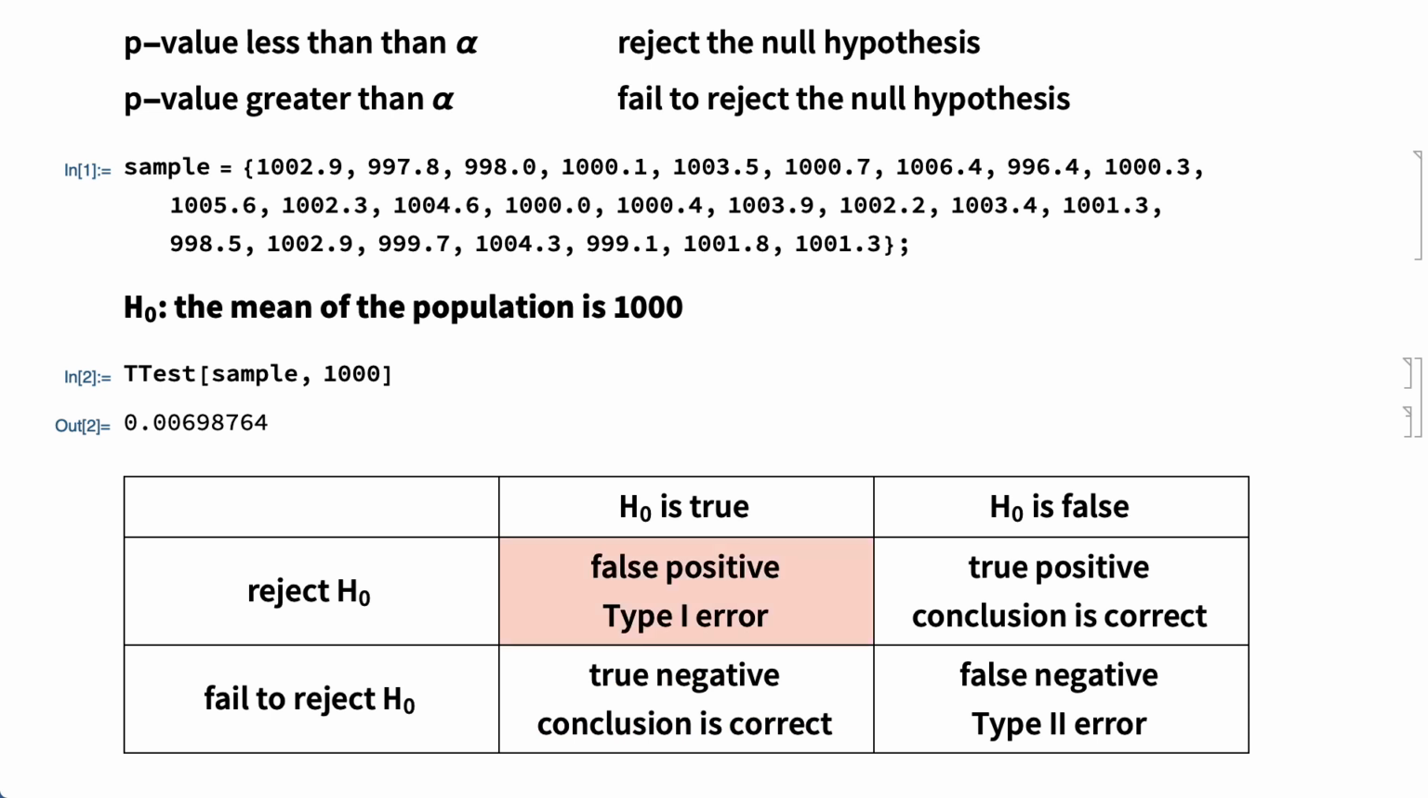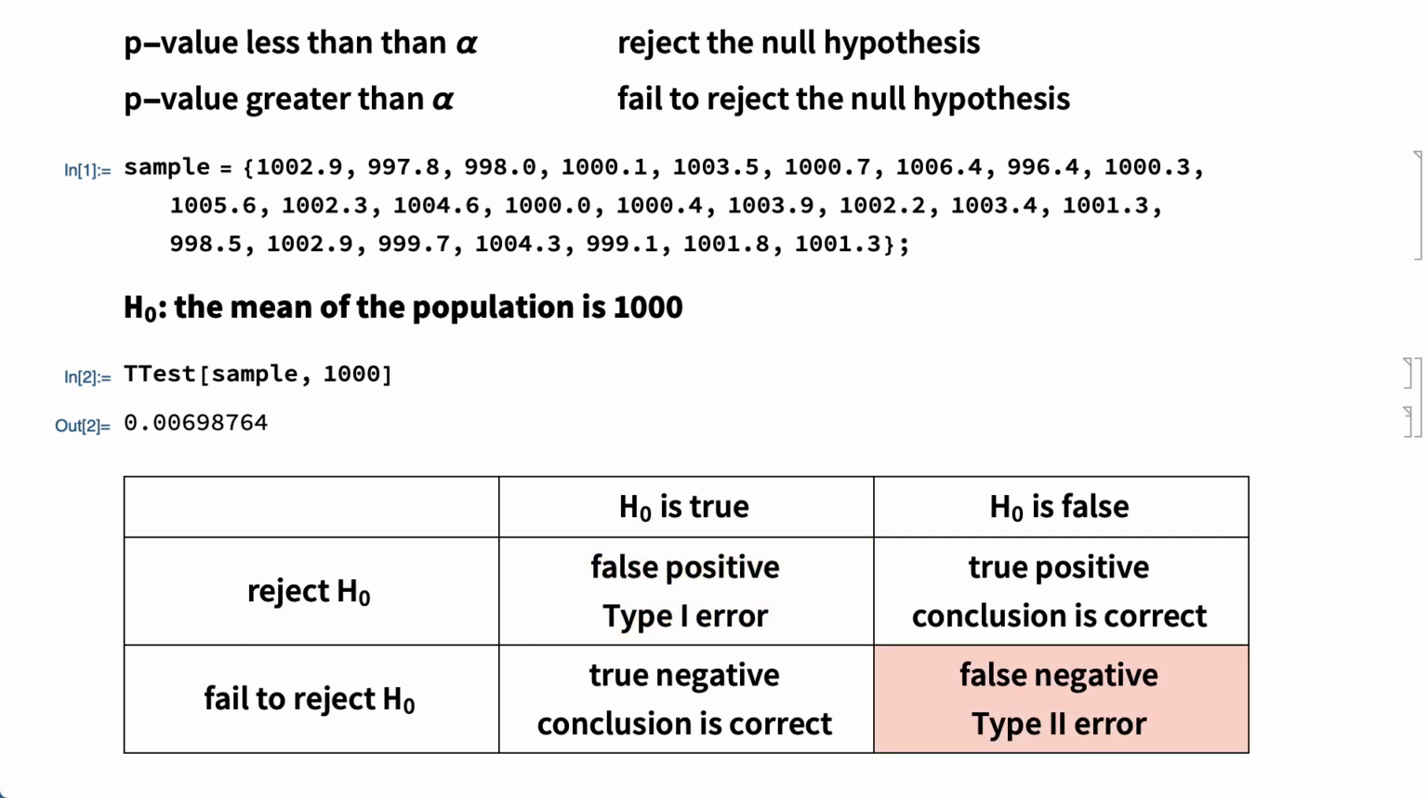One incorrect conclusion is a false positive, which happens when randomness is mistakenly interpreted as a real effect, or in the terminology of hypothesis testing, a false positive happens when the null hypothesis is rejected even though the null hypothesis is true. A false positive is also called a type 1 error.